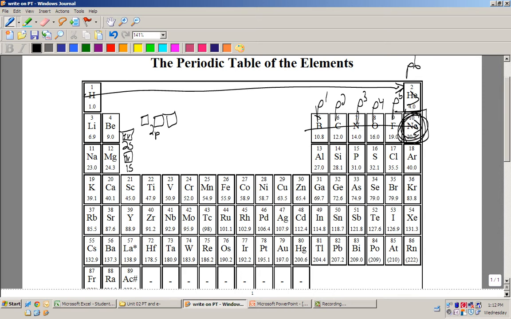And I fill it up because I'm going to stop at iron, which is 26. Up, up, up, down, down, down. Okay? That gets me to 10. 3s: up, down. Now I'm at 3p.